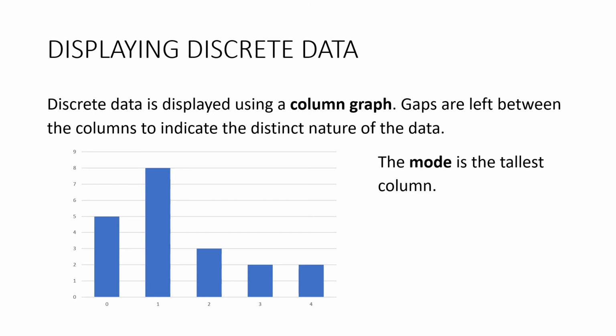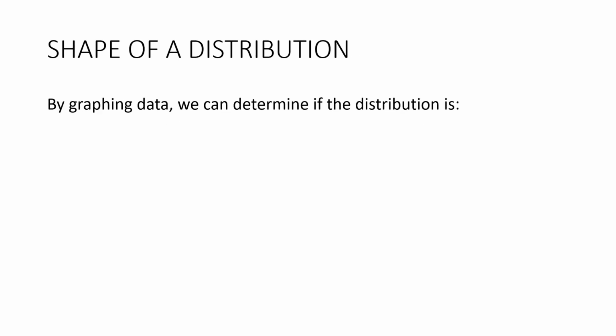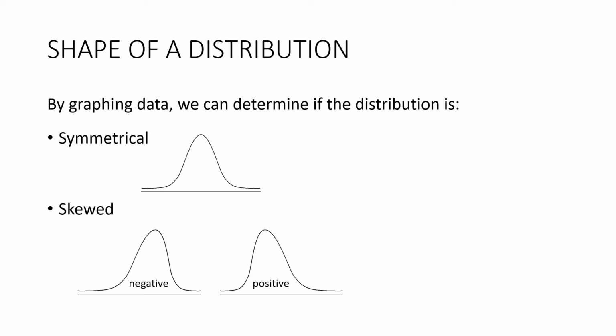The mode is the tallest column, which is here. So in this case, the mode is 1. By graphing our data, we can determine if the distribution is symmetrical or if it's skewed. And there's 2 types of skew. There's a negative skew and a positive skew.